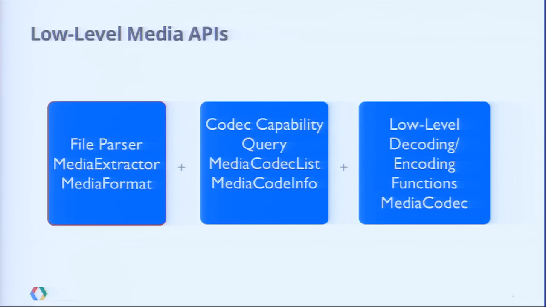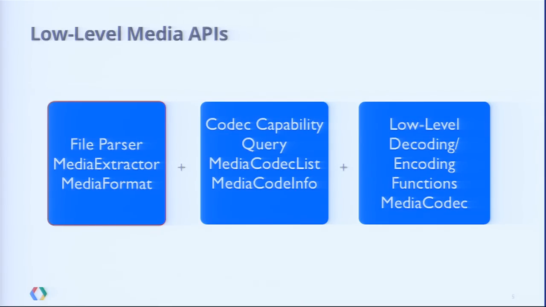So this new set of low-level media APIs mainly consists of three parts. The first part is a file parser. Basically, it is a new class called MediaExtractor. It allows you to parse all the currently supported file formats on the Android platform.